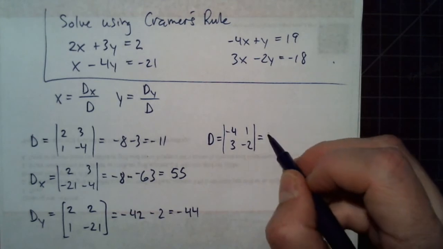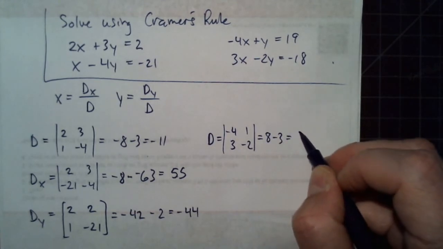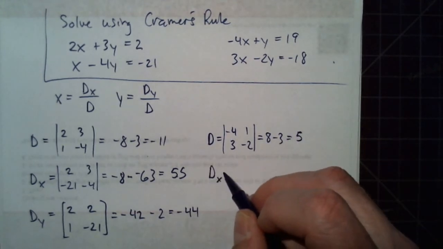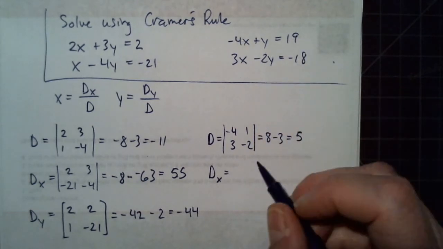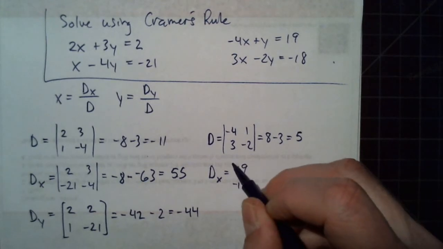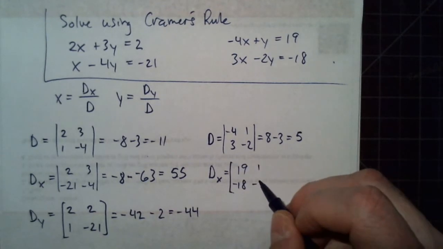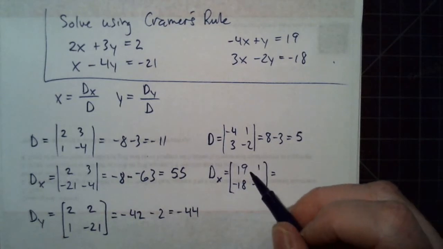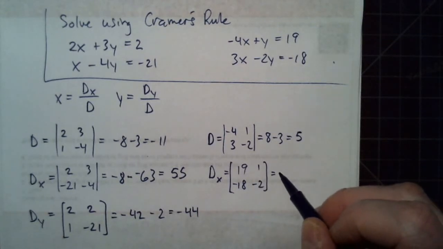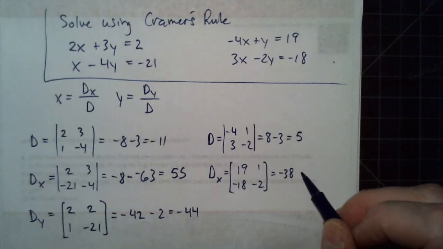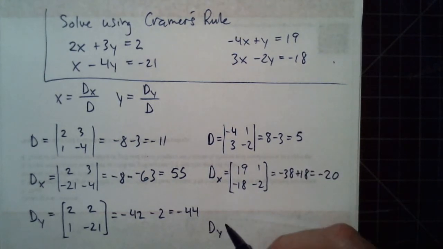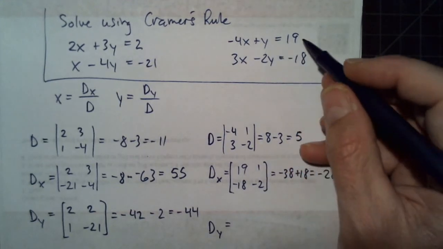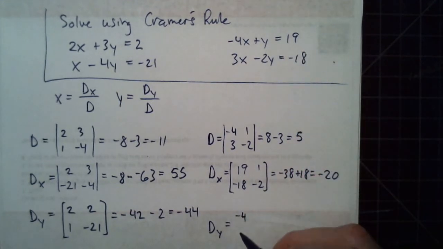That'll be 8 minus 3 is 5. Replace the x coefficients with 19 and negative 18. And now we have negative 38 plus 18, negative 20. Replace the y coefficients with 19 and negative 18.